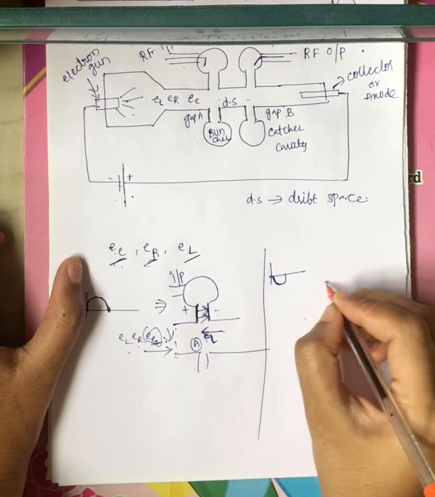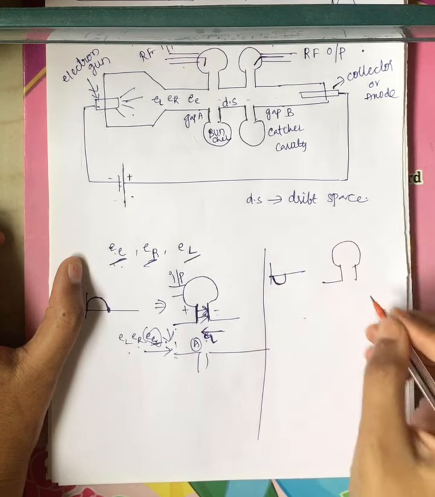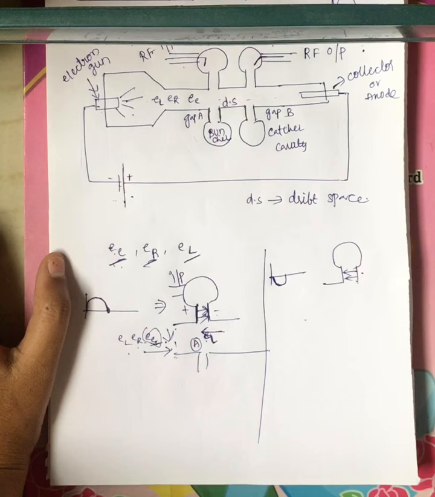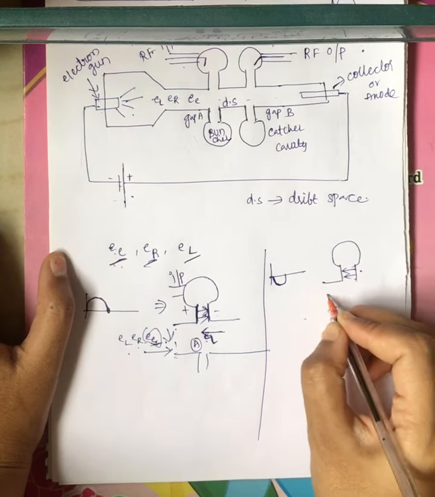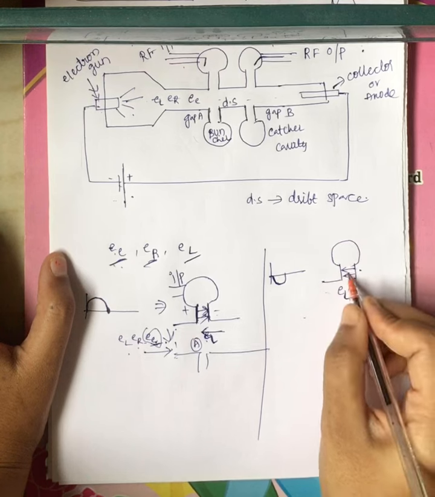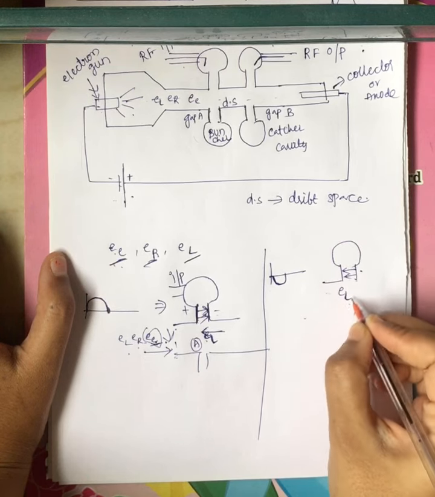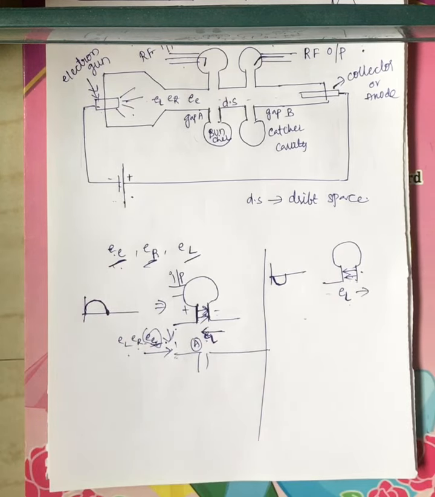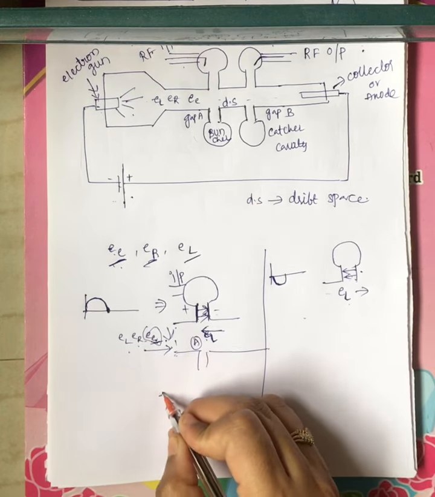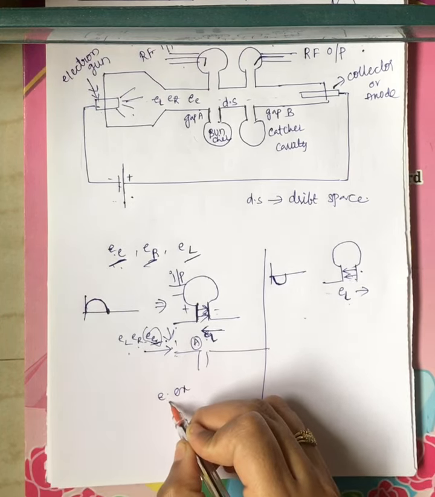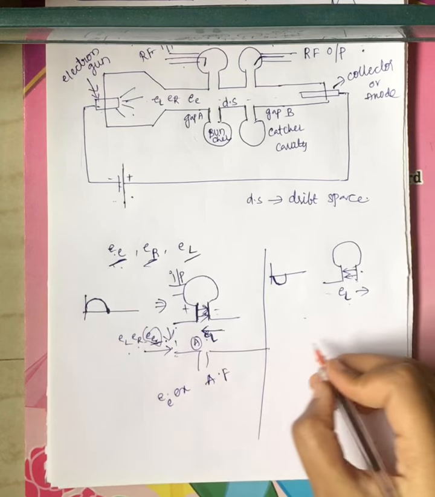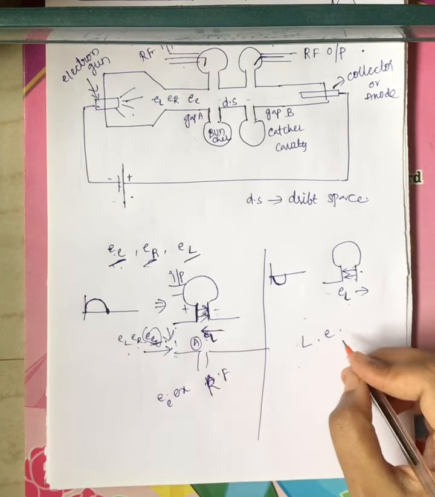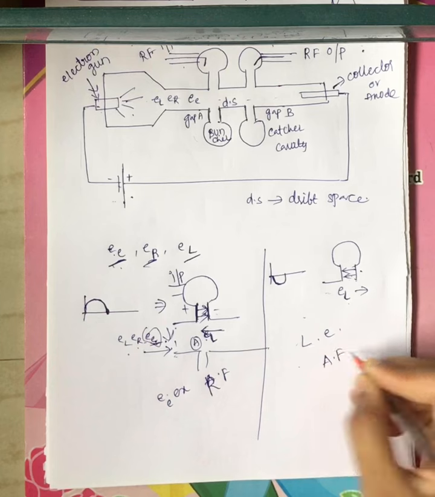Once the negative half cycle is there, the electric field strength will be in this direction, right? The late electron, EL, will reach gap A. The force acting on this electron will be in the opposite direction of the electric field, that means this one. Hence there is an accelerating force on the late electron. So the early electron experiences resistive force and the late electron experiences accelerating force, right?